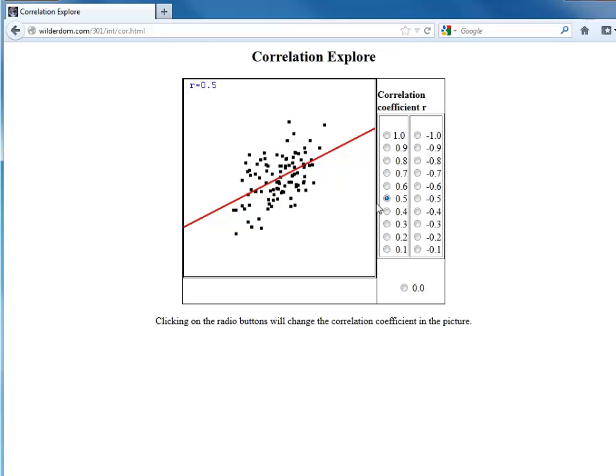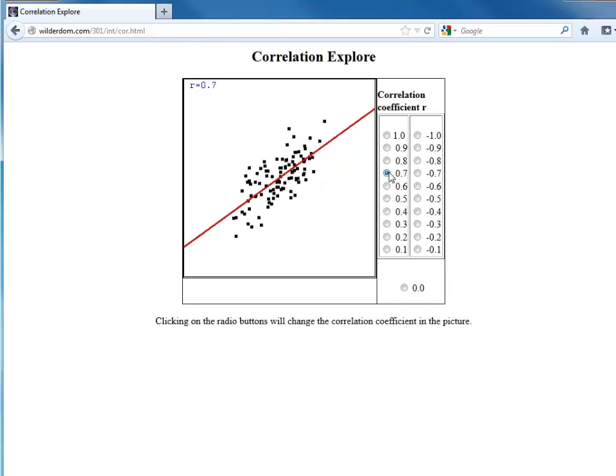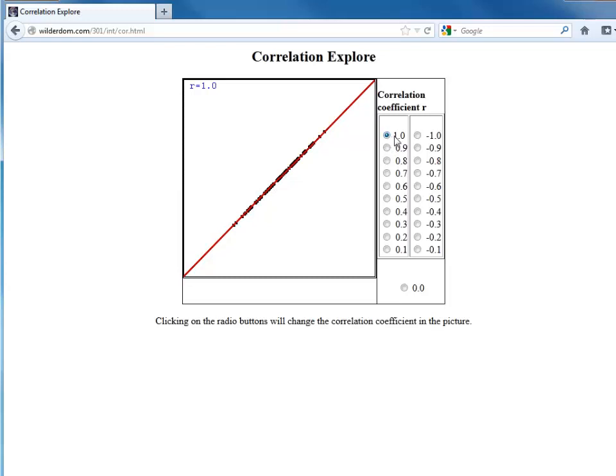0.5, R of 0.5, 0.6, and now we're getting into very strong relationships, and 0.9, we have a very definite relationship, and then we said 1 is a perfect relationship with a -1 correlation coefficient would look like that.